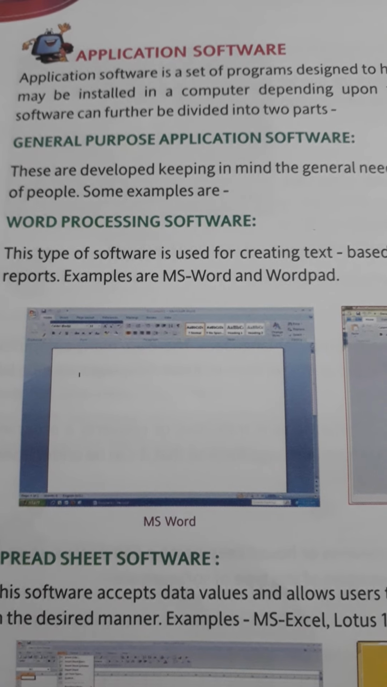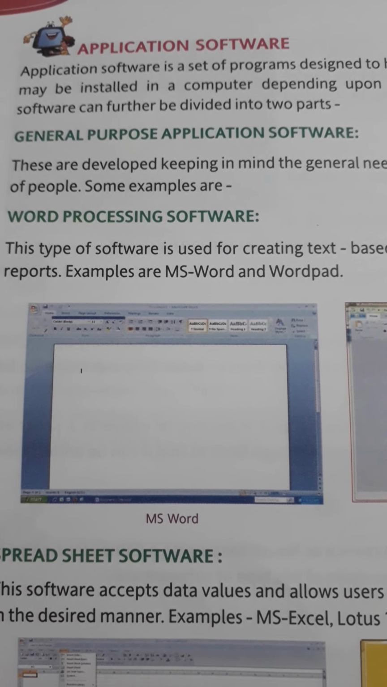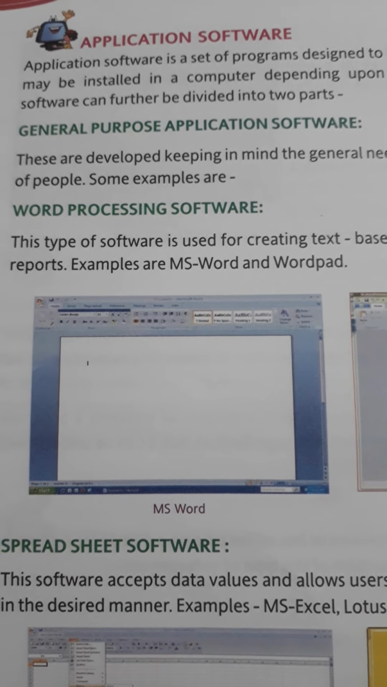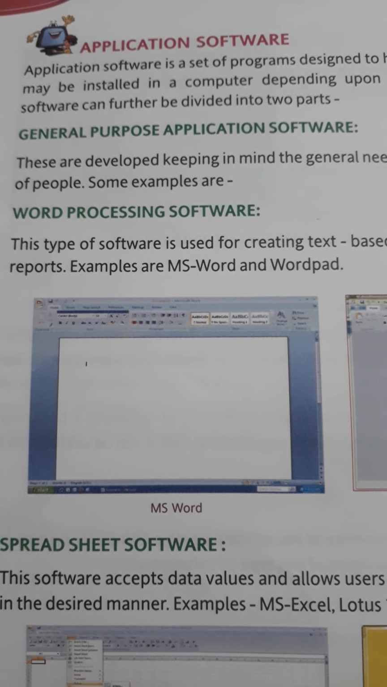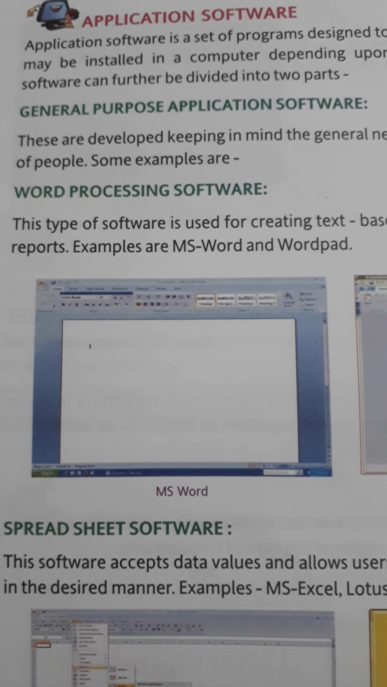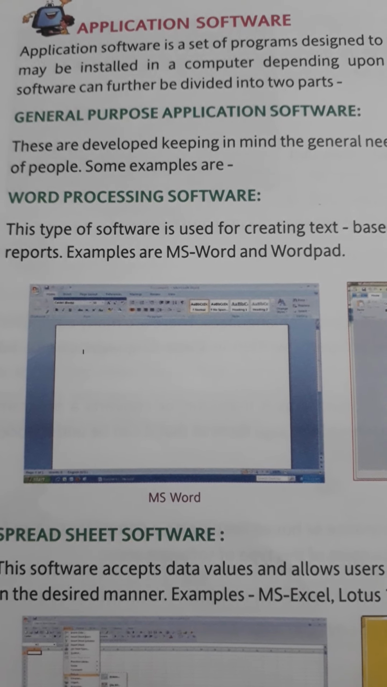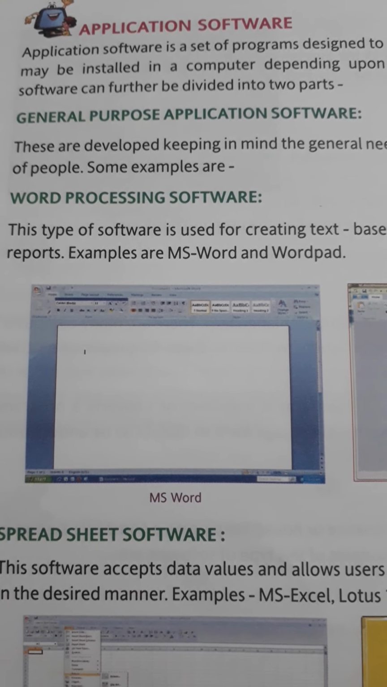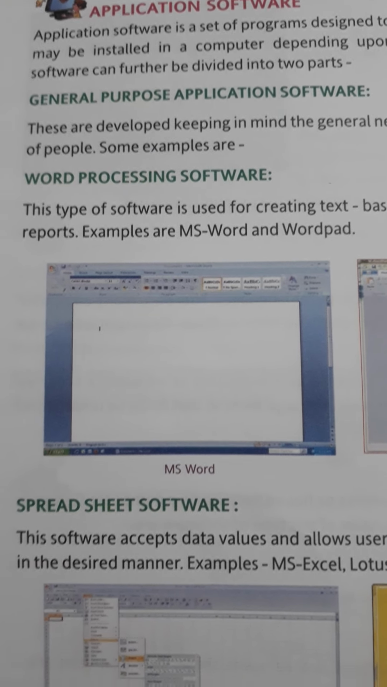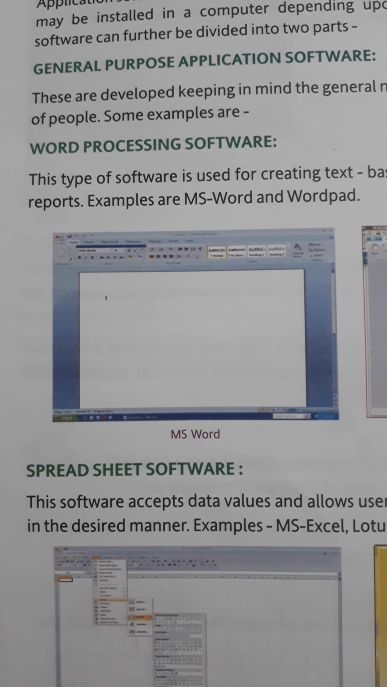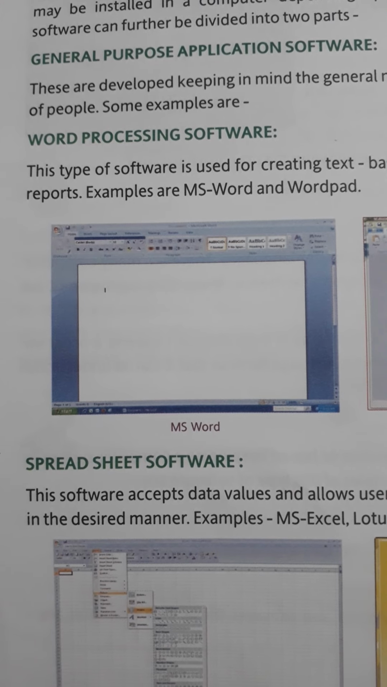Application software can be categorized into two categories: general purpose application software and specific purpose application software. General purpose application software. These software are used by the large number of people. So let's see some of the general purpose application software.